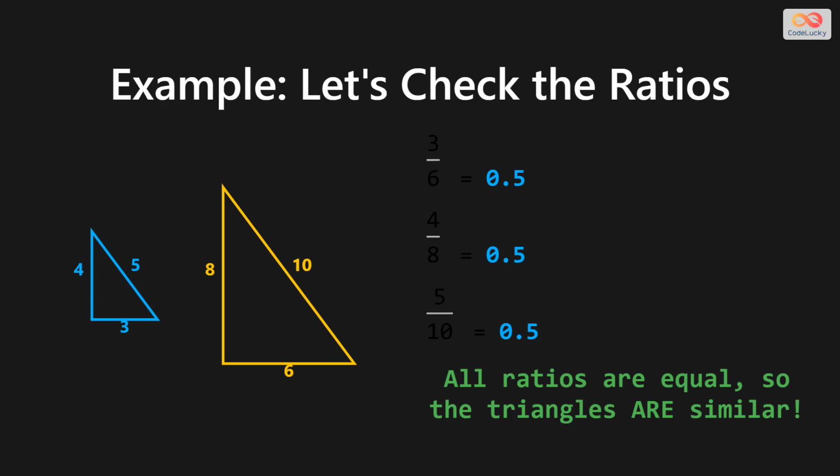Let's try an example. We have a small triangle with sides of length 3, 4, and 5. The larger triangle has sides of 10, 8, and 6. Let's form the ratios. 3 divided by 6 is 0.5. 4 divided by 8 is also 0.5. And 5 divided by 10 is, you guessed it, 0.5. Since all the ratios are equal, these triangles are definitely similar.